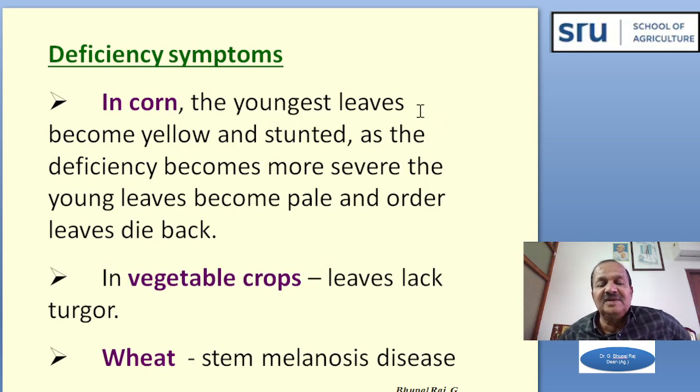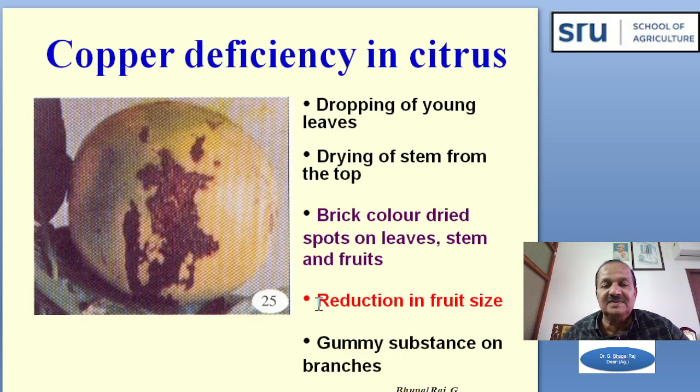Deficiency symptoms we mainly see in corn plants in younger leaves. The leaves become yellow and stunted, and as the deficiency becomes more severe, the younger leaves become pale and older leaves will be dying. In vegetable crops, the leaves lack turgor, and in wheat, stem melanosis is the most common symptom of copper deficiency.